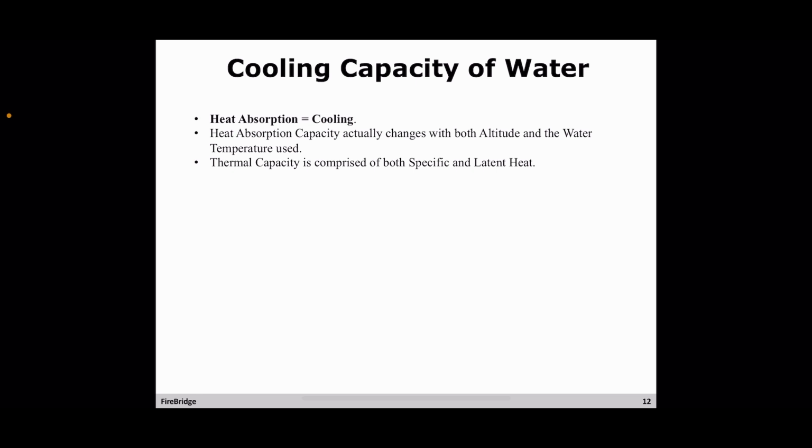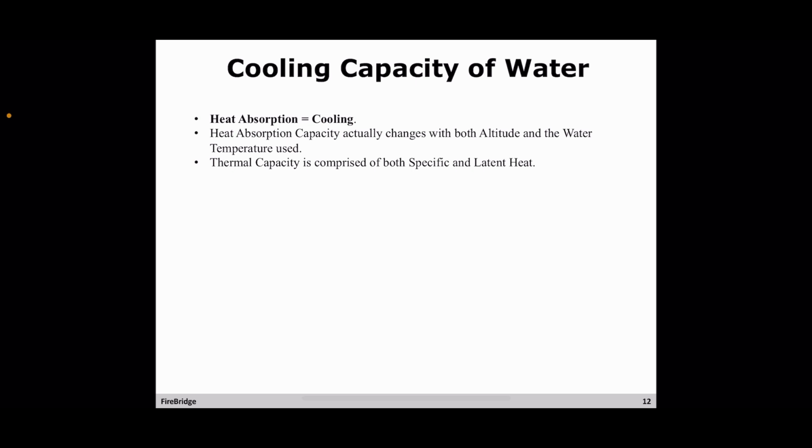You're putting heat and it's being transferred into the cold. The water is absorbing the heat. And consider how long it sits there before it actually boils. So heat absorption capacity actually changes with both altitude and water temperature that you're using.